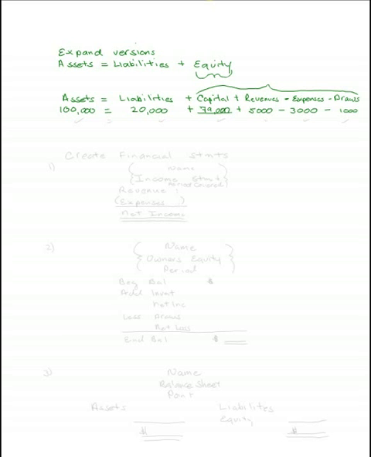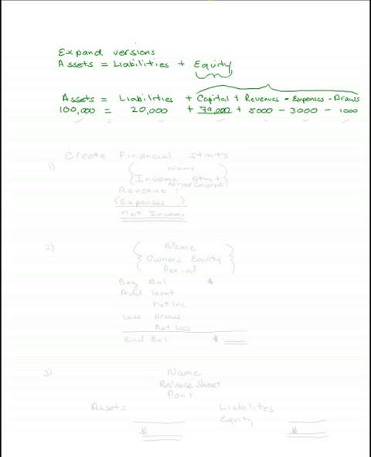20 plus 79 is 99. 99 plus 5 is 104. Minus 3 is 103. Minus 1 equals 102. Assets do equal liabilities plus equity.